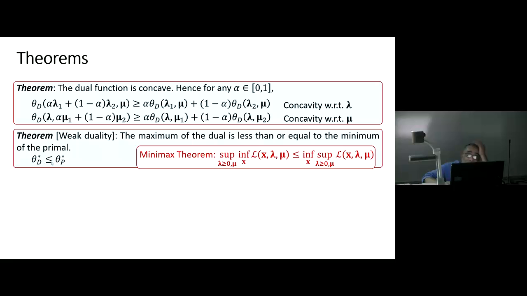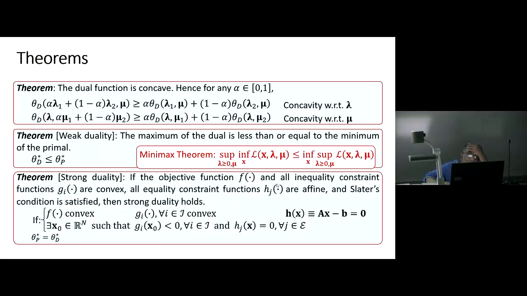And how do we get this? This is a direct outcome of the Minimax theorem. So you take a function, first minimize, and then maximize. You will get something that's less than equal to what you would have gotten if you first maximized and then minimized.